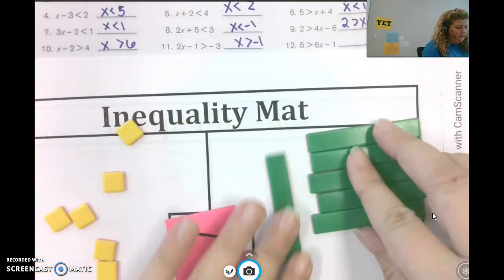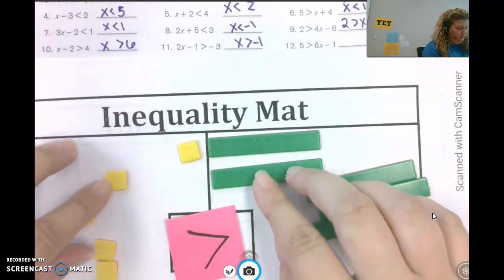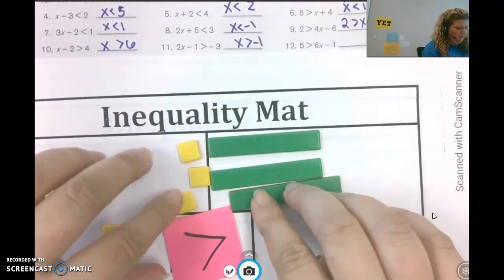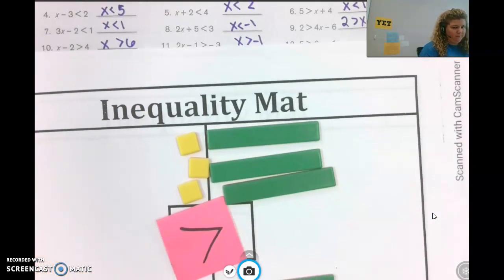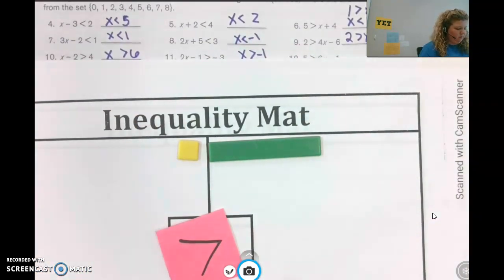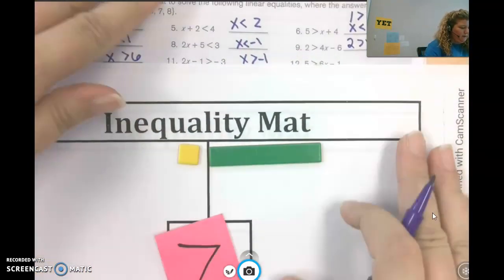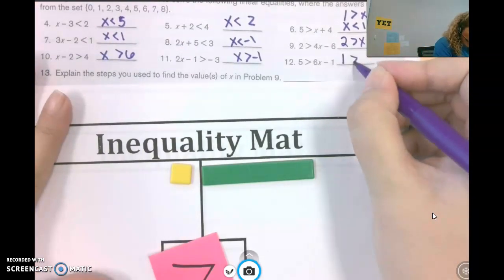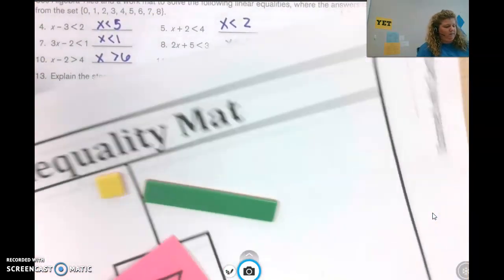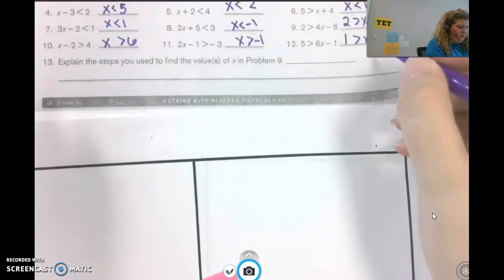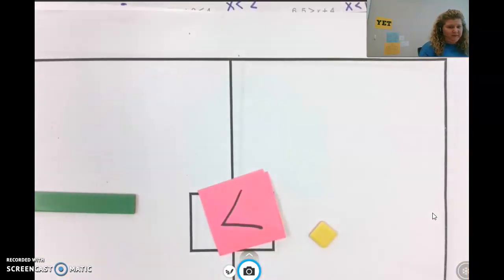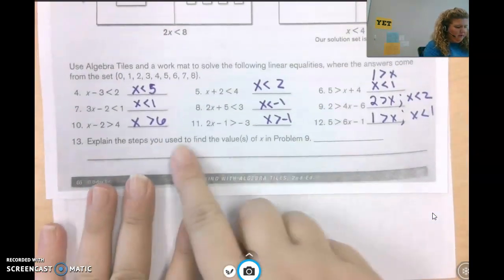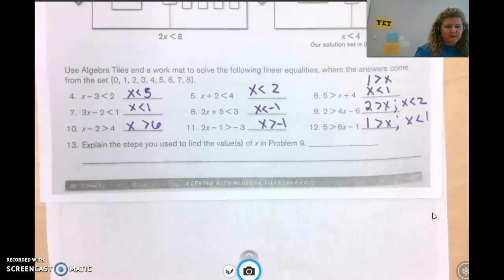So if I separate this into 6 groups, each x has 1. And I'll simplify that a little more. So the first way that I could represent this would be 1 is greater than x, or if I just kind of turn it over, x is less than 1. Sorry about that. So, let's see, explain the steps we used. This is just for you to fill in and write the steps that you used.